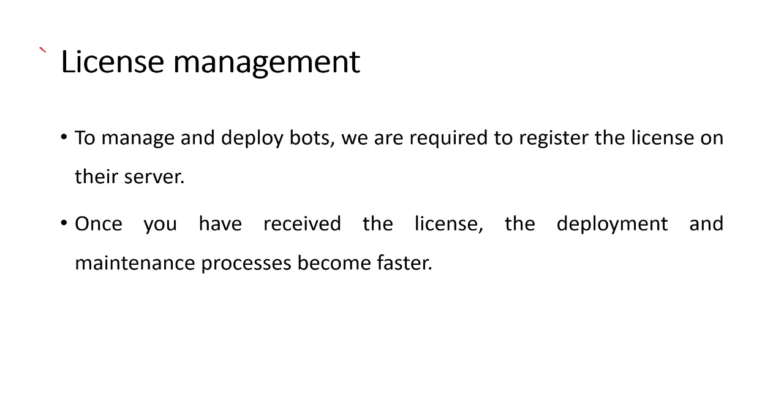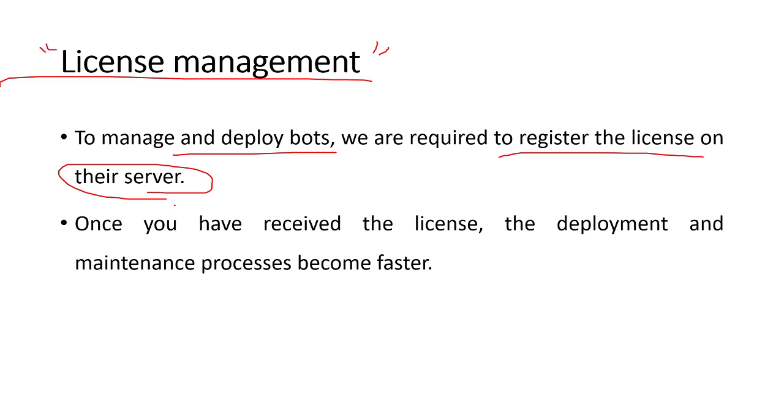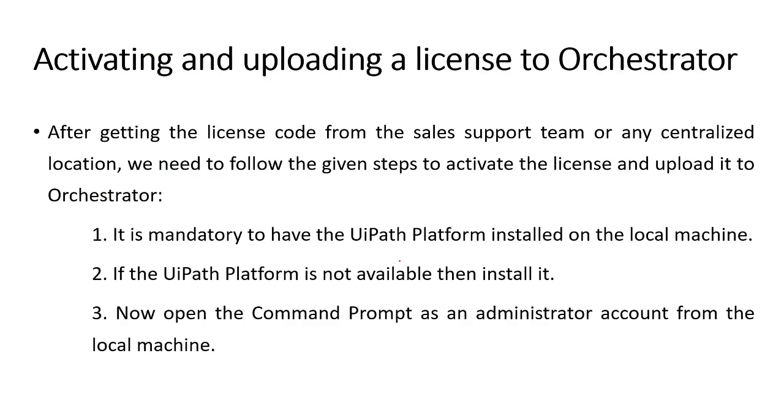So the last concept that we have to discuss is license management. Obviously the license will be provided by the salesperson. To manage and deploy the robots, we are required to register the license on this server instance, on the respective server. So once you have received the license, the deployment and maintenance process becomes faster. So how can we activate and upload a license to the Orchestrator? Just follow the steps, and it is straightforward.